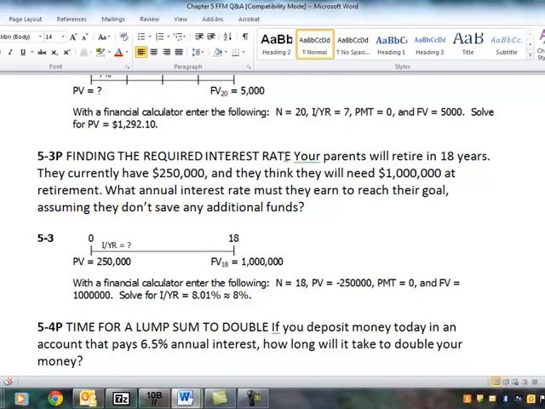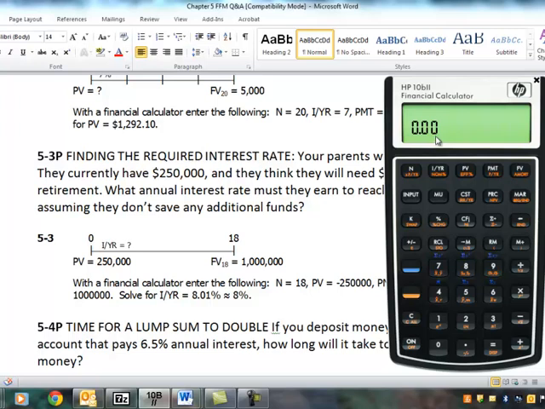Let's look at our third problem. Your parents will retire in 18 years. They have $250,000 in an account, and they think they will need $1 million at retirement. Find the annual interest rate they must earn to reach their goal. Here is the answer from our previous video. Let's solve using the calculator. Shift, Clear All just to be sure.